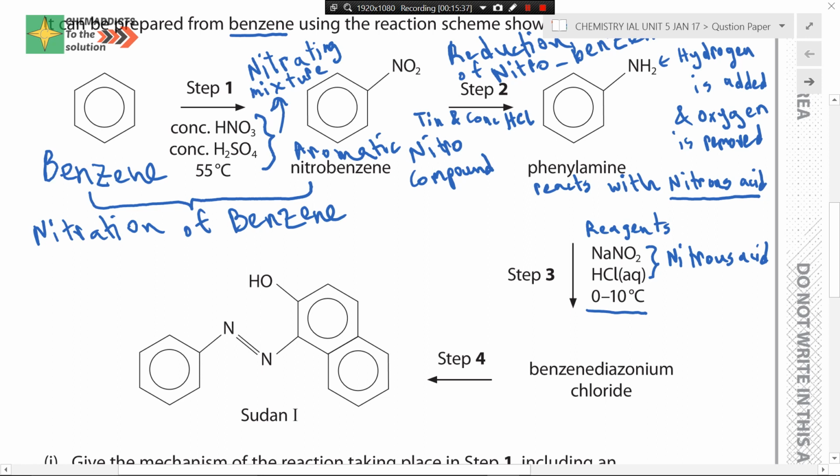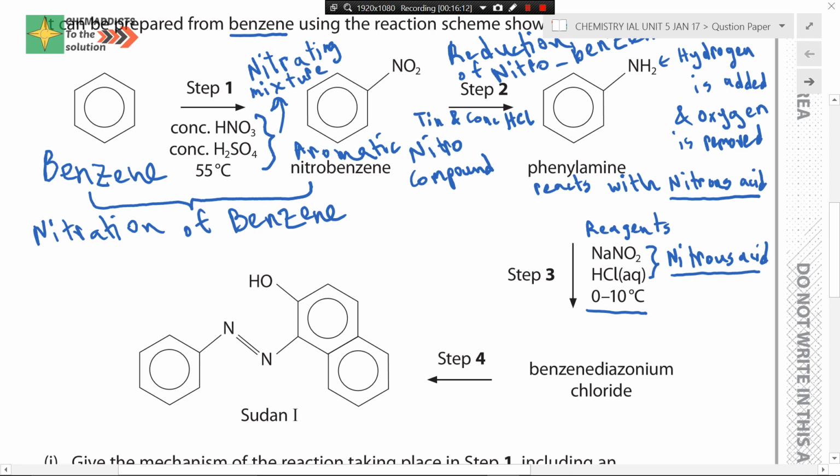That's because we need to form nitrous acid, which is unstable above this certain temperature. That is why we need to prepare nitrous acid, and for preparing nitrous acid we need these two reagents. Then this nitrous acid will react with phenylamine to form benzene diazonium chloride. So far so good.